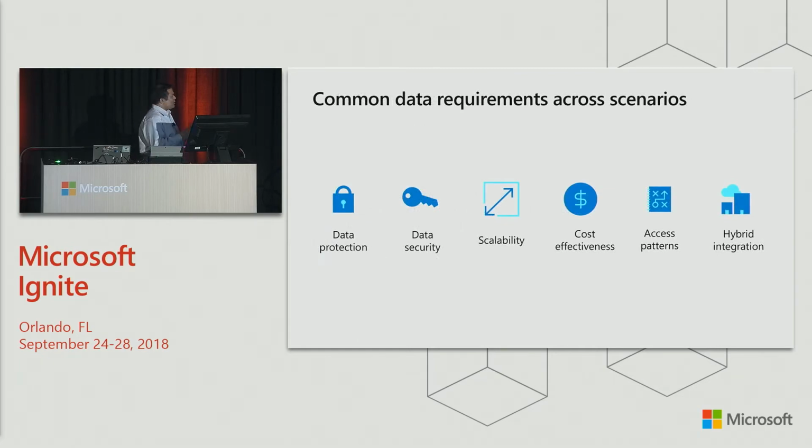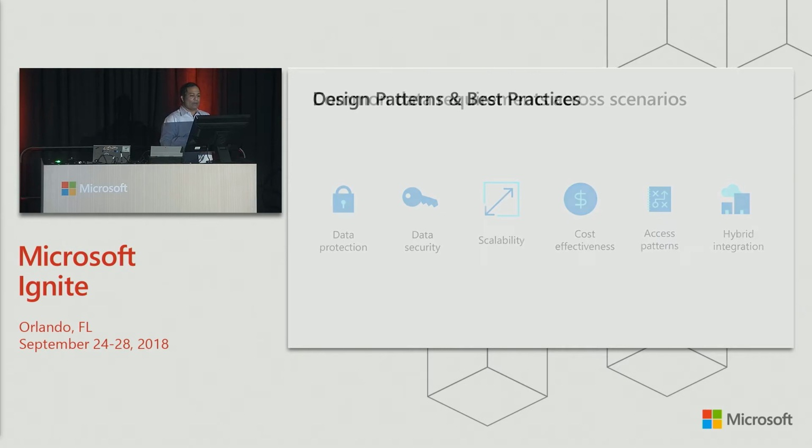So what I'm going to do is also have this as a framework. We showed this yesterday, if any of you were in that talk, just to highlight the different challenges or requirements that you have across all of these scenarios, whether it be protection, security, scalability, cost effectiveness, access patterns, or hybrid integration. I've tried to layer the patterns against this. I'm not going to go into discussion about that because that was the session we did yesterday, but I'll use this as a narrative thread to tie back to our patterns.